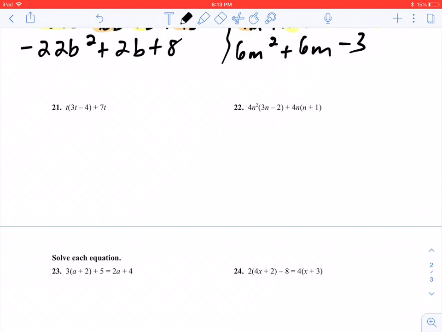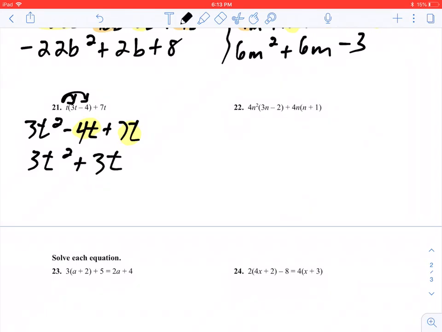The next one, we have to distribute the t. So 1 there and 1 there. So we have 3t to the second minus 4t plus 7t. This one just comes along for the ride. And this one and this one are like terms. So 3t squared. Negative 4t plus 7t is 3t.